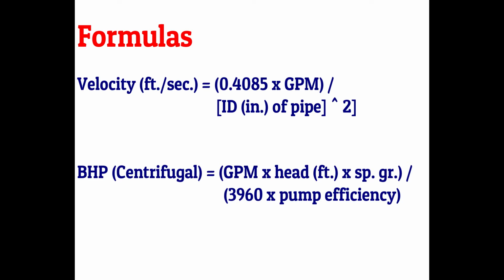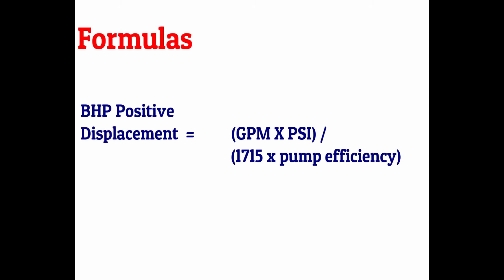How to calculate the brake horsepower for centrifugal pump. BHP, centrifugal, equals, GPM x head, feet, x specific gravity / (3960 x pump efficiency). How to calculate the brake horsepower for positive displacement pump. BHP, positive displacement, equals, GPM x PSI / (1715 x pump efficiency).